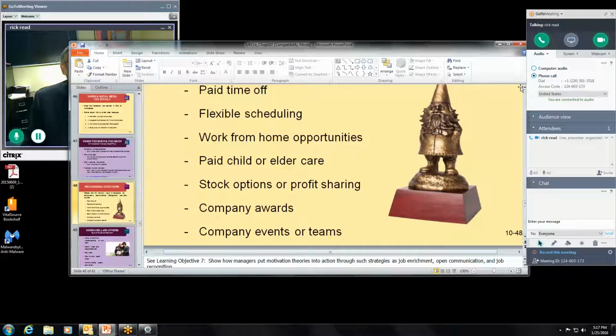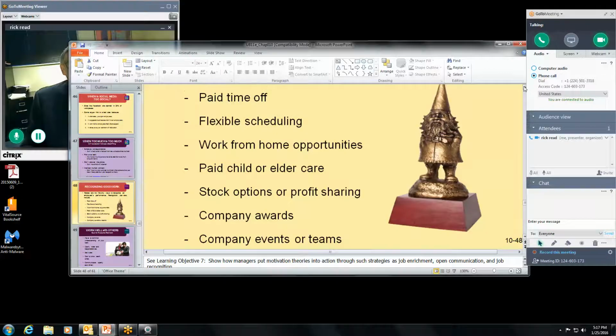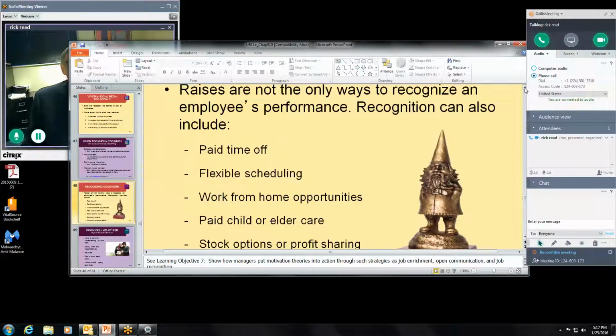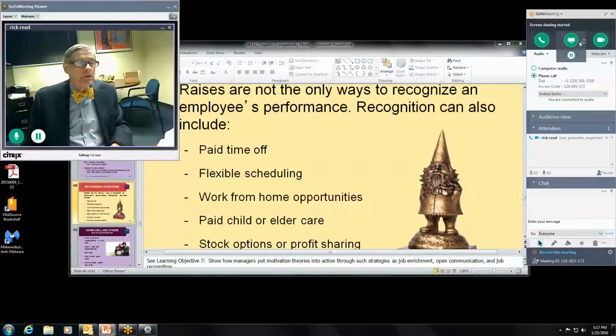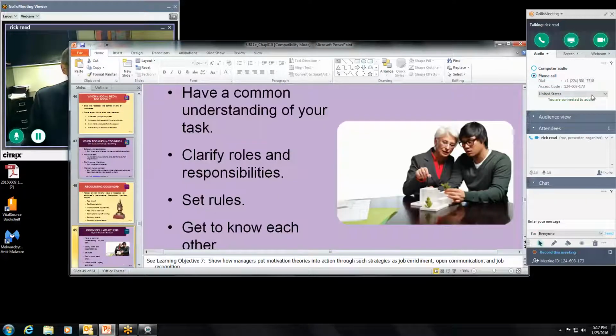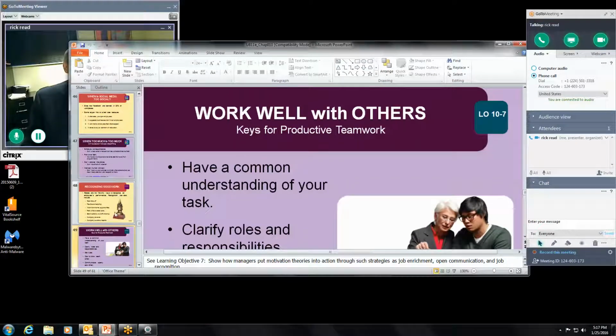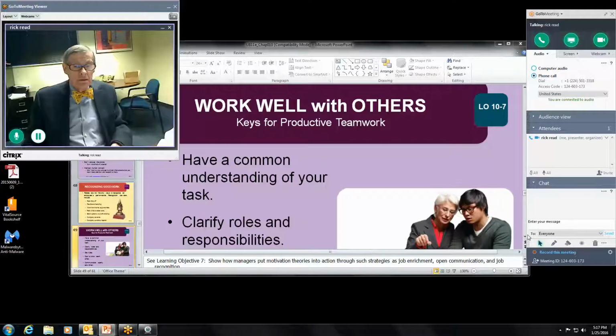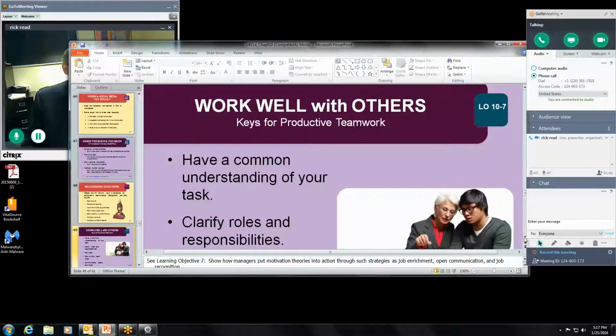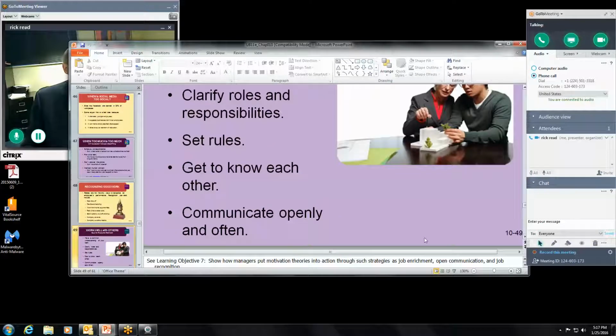These are things that help motivate. We can recognize people by other things: flexible scheduling, paid child or elder care, stock options or profit sharing, things of that nature. Work well with others. Make sure you understand your task. Clarify roles and responsibilities. Set rules. And talk to each other continually.